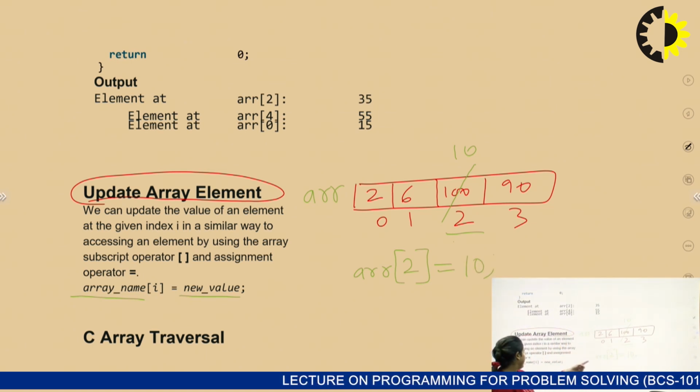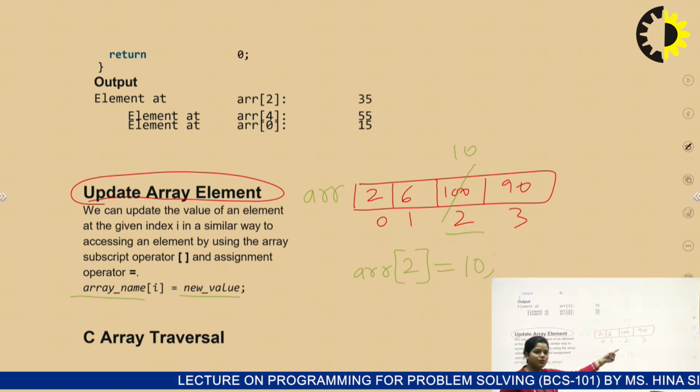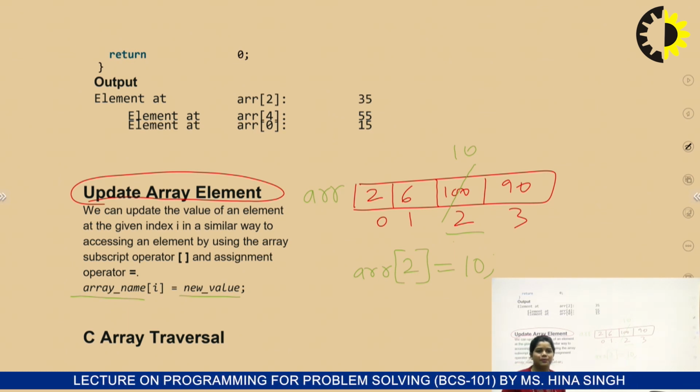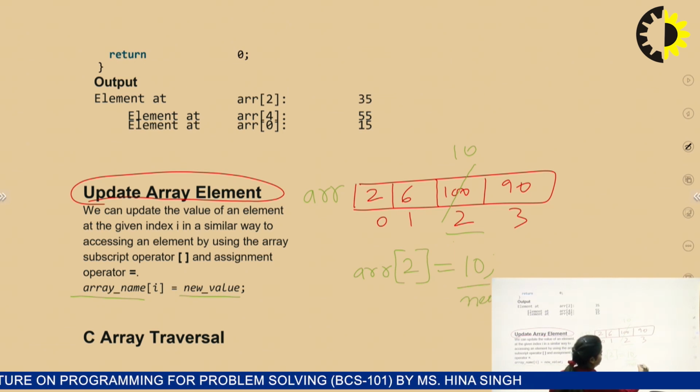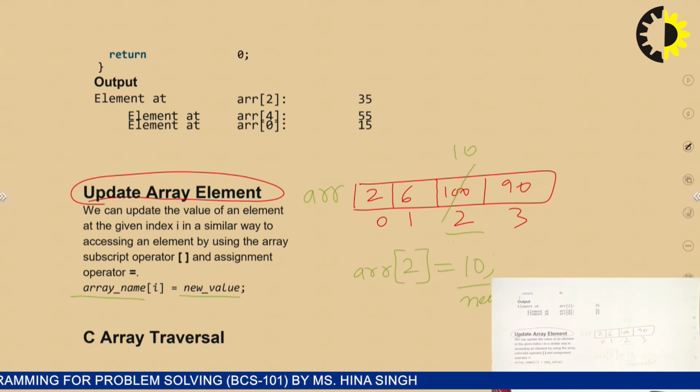So this is the name of an array. Okay, array name. The subscript means at which position you want to change, and the value which you want to enter is the new value. This is known as update. Got it? Let's see.